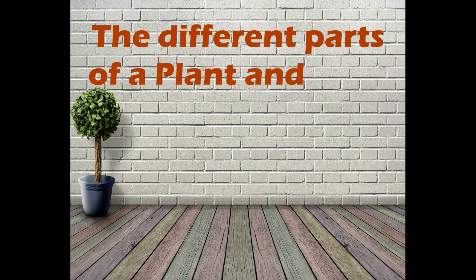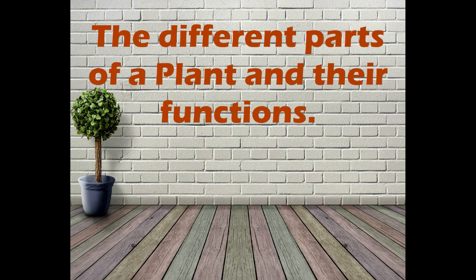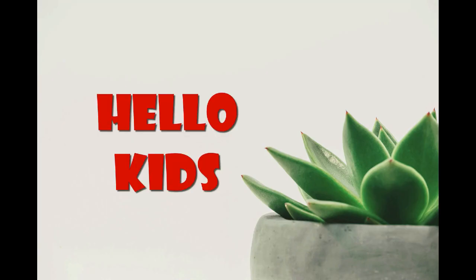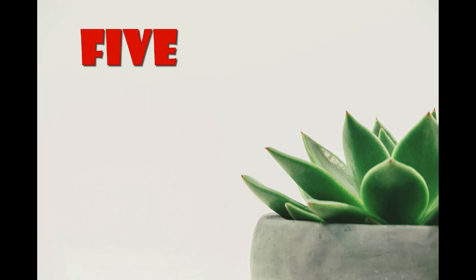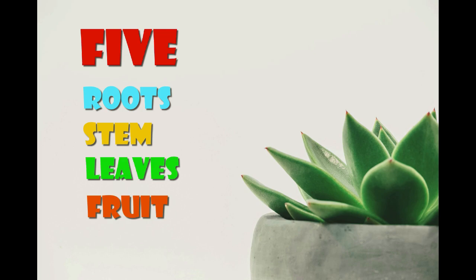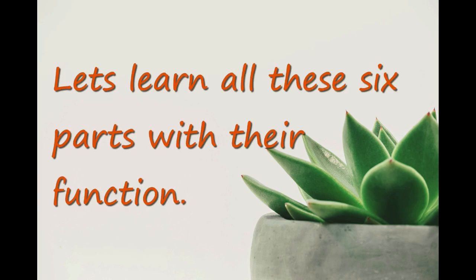The different parts of a plant and their functions. Hello kids. There are 5 parts of a plant: roots, stem, leaves, fruit, and seeds. Let's learn all these parts with their function.